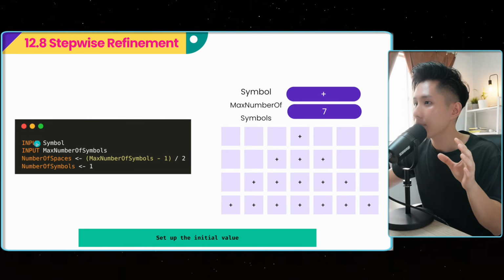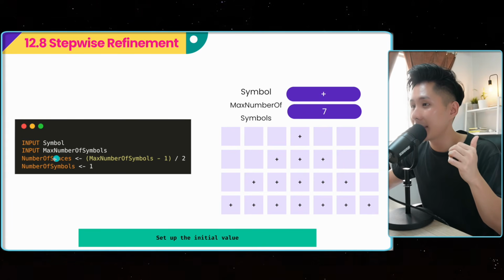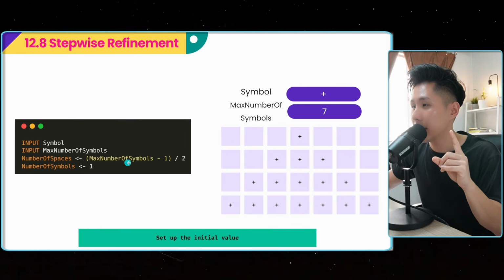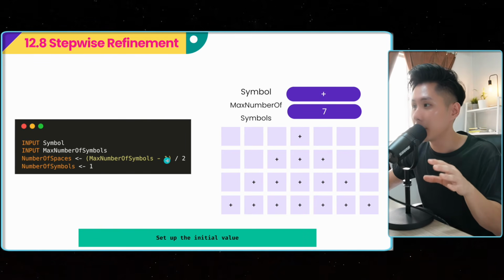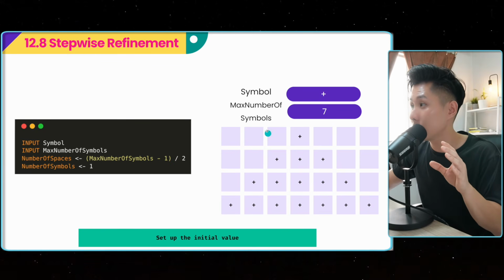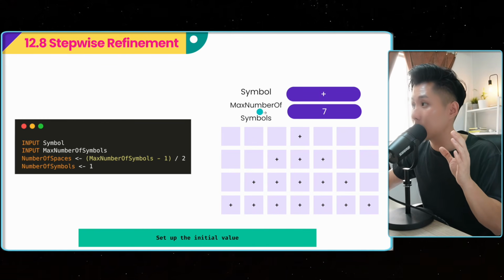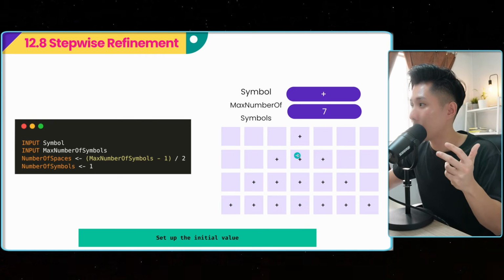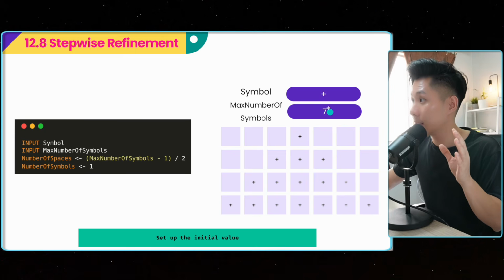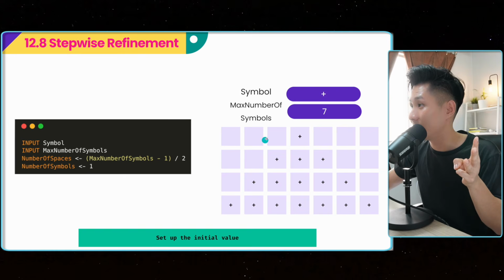We solve the subtask. So I'm gonna ask the user to input a symbol, input max number of symbols, and the number of spaces calculation here is interesting. This is what I'm doing. I will use the max number of symbols minus 1 so that I can get an even number, divide by 2. This will give me the initial space that I need to have. Look, if my max number of symbols is 7, shown by this diagram here, I need 3 spaces at the beginning. And the formula to do it is to minus 7 by 1, so it becomes 6. When you divide by 2, you get 3. So this is exactly the number we want.